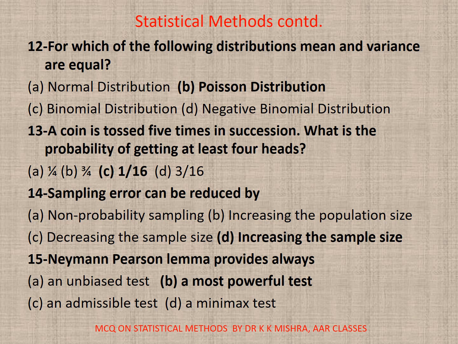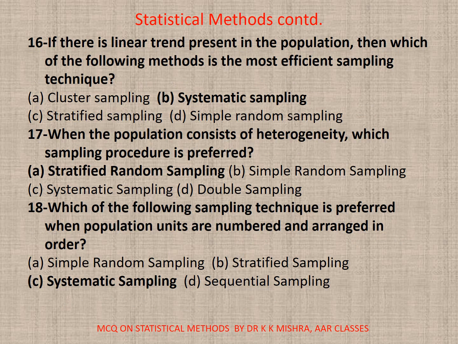15. Neyman-Pearson lemma always provides A. An unbiased test, B. A most powerful test, C. An admissible test, or D. A minimax test. Correct option is B. A most powerful test.